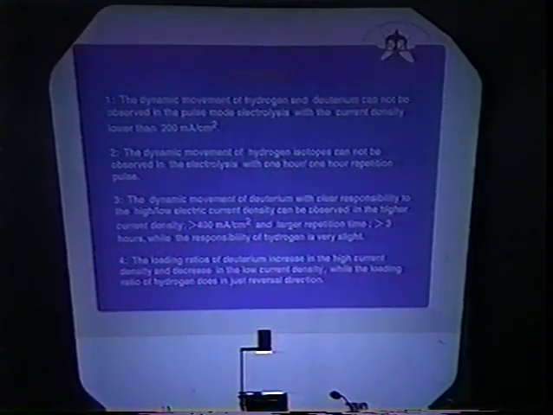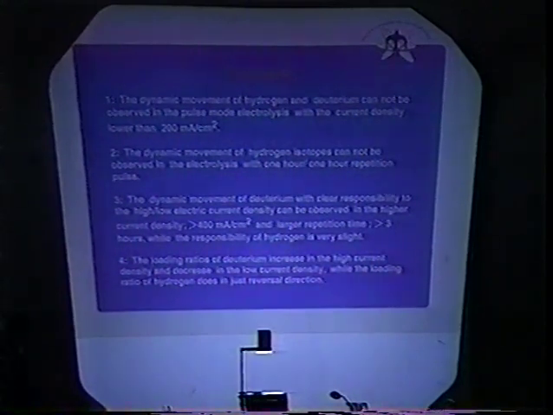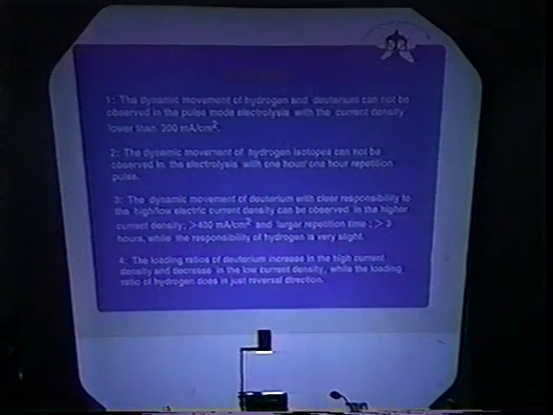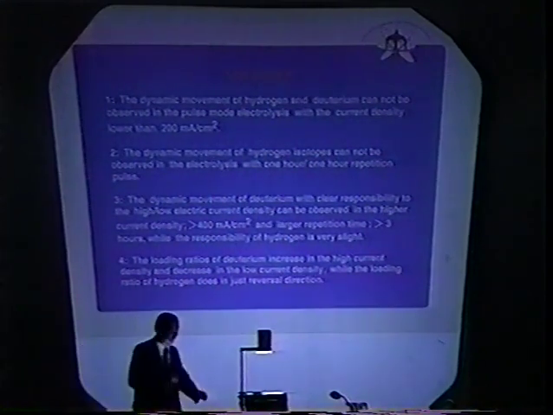The loading ratio of deuterium increases at the high current density and decreases at the low current density, while the loading ratio of hydrogen does just the reverse.